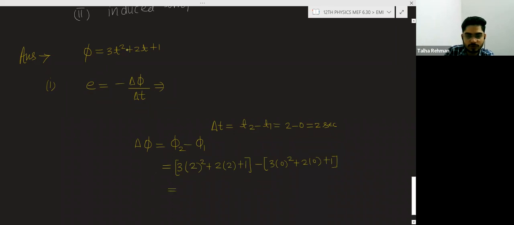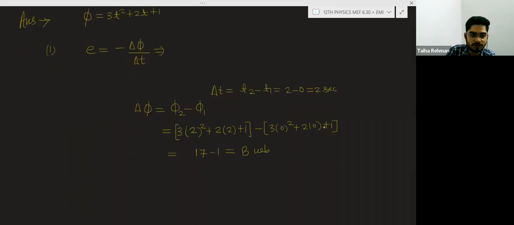Okay, so this will become 17, and this is 0, this is 0, this is minus 1. So this will become 8. This will become 8 Weber. Unit of phi is Weber. What is delta t? It is this. So now put all the values.